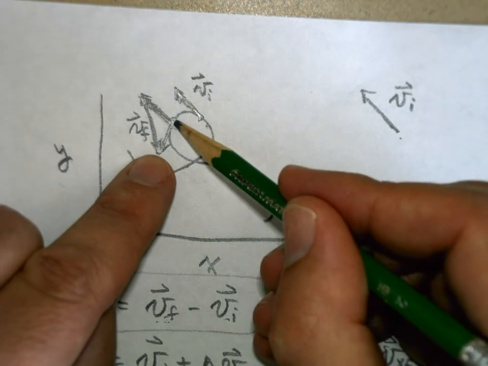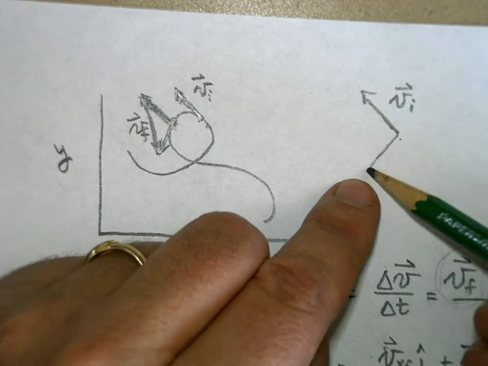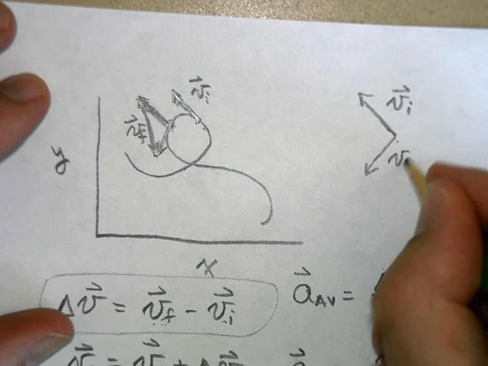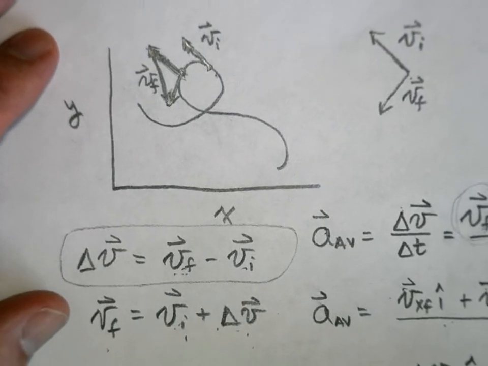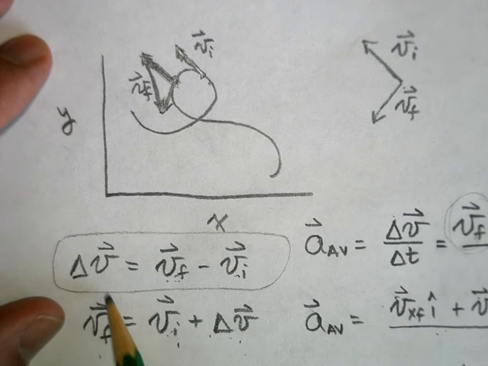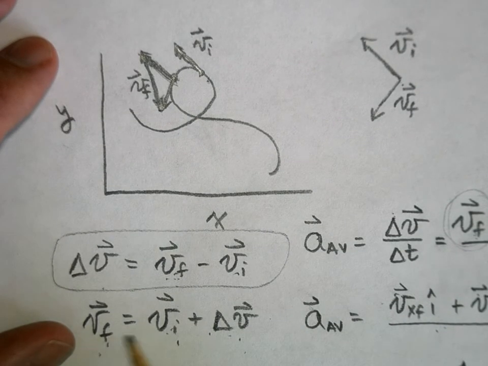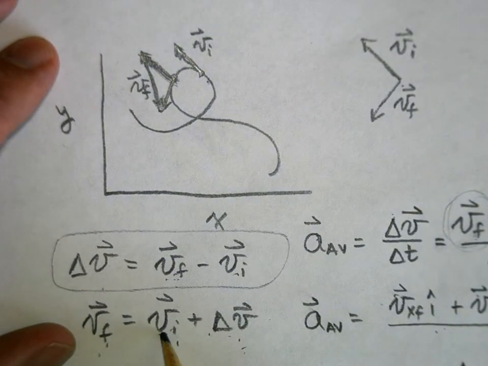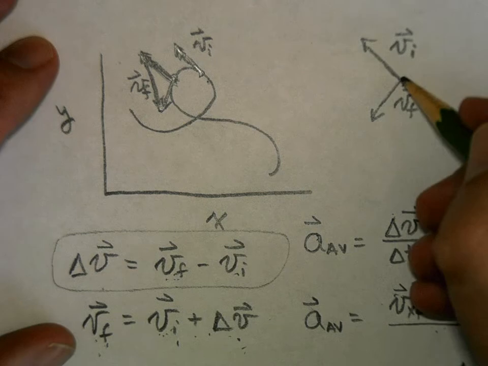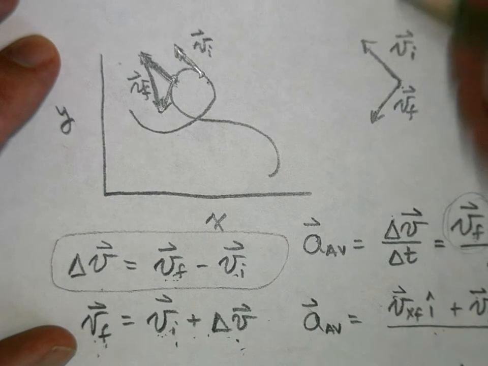Now, watch what I do here. Maybe that's V final. Now, what is delta V? Well, delta V is V final minus V initial, but if you rearrange this, you get a different vector equation: V final is equal to V initial plus delta V. This vector plus this vector equals this one. So here's V initial. V initial plus delta V has to be equal to this. So you just draw a line connecting them.